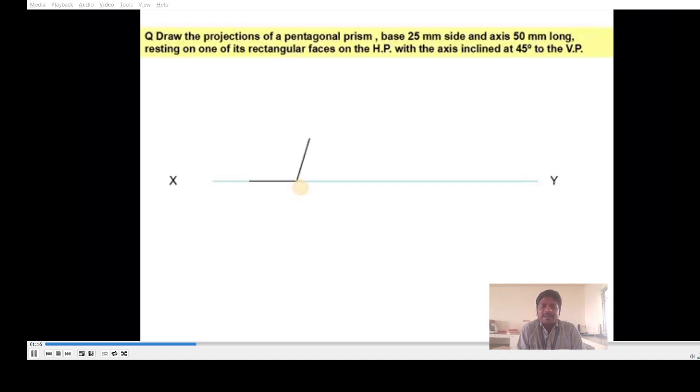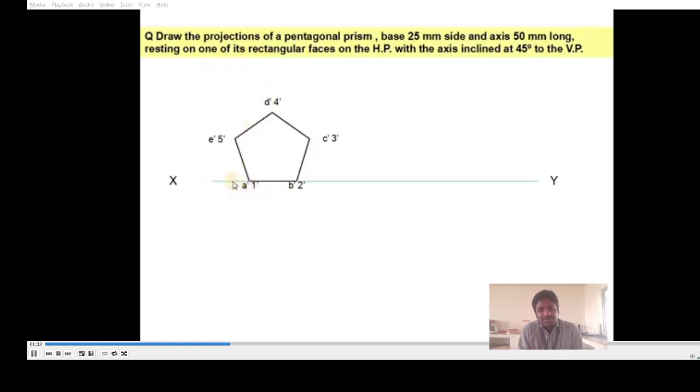Draw the other side of the pentagon with an angle of 108 degrees. Like this, you complete the third side, fourth side, and fifth side, and this is the pentagon. Since the pentagon is inclined 45 degrees to VP, its pentagonal face is visible in the front view. Hence, we have drawn the pentagon above. Now mark all the notations.